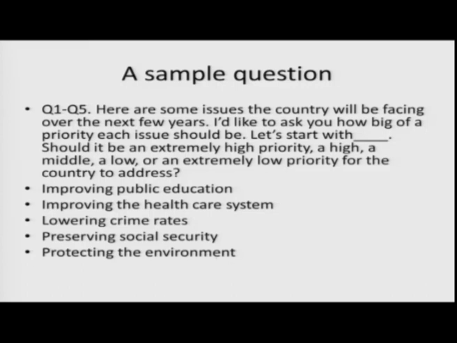So, there are five issues, so thus they become five questions. So, for example, question one will be something like this. Here are some issues the country will be facing over the next few years. I'd like to ask you how big of a priority each issue should be. Let's start with improving public education. Should it be an extremely high priority, a high, a middle, a low, or an extremely low priority for the country to address? Similarly, they asked questions about each of these issues.